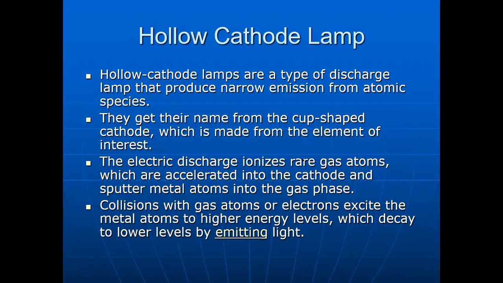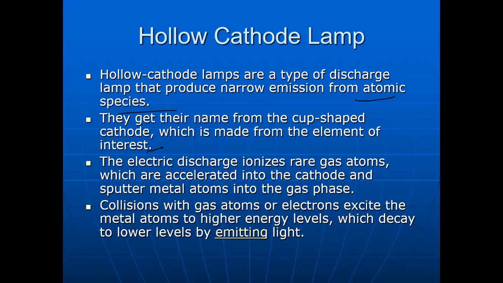Hollow cathode lamps are a type of discharge lamp that produce narrow emission from the atomic species. So they will produce very narrow emissions of the different atomic species. They get their name from the cup-shaped cathode. If anybody has seen this cathode lamp, the cathode is cup shaped, and it is made of the element of interest. Each and every cathode lamp will be made from different elements. They may use a copper cathode, or different elements, based on their interest. That cup-shaped material is the alloy cathode in the lamp.